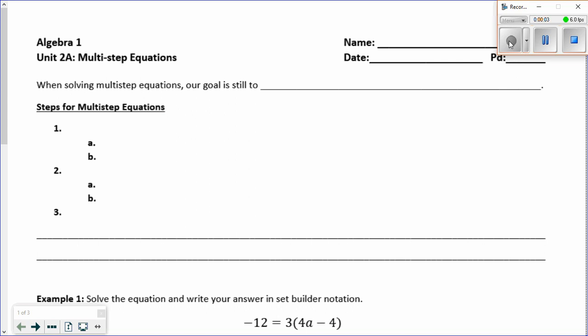Hello everyone, today we are going to do day 2 of our Unit 2A on multi-step equations. So we're going to start multi-step equations and let's go ahead and get to it.